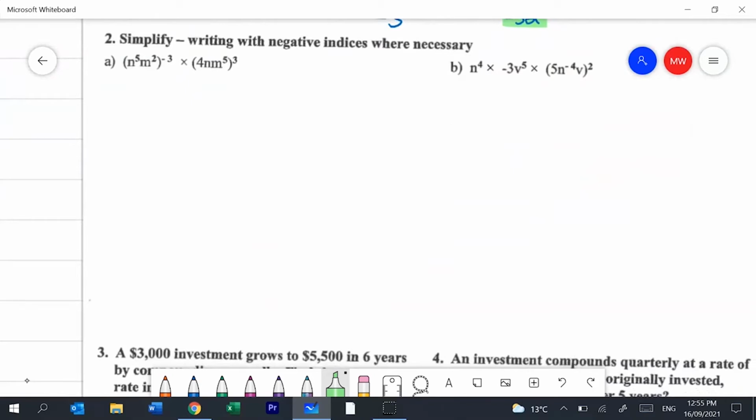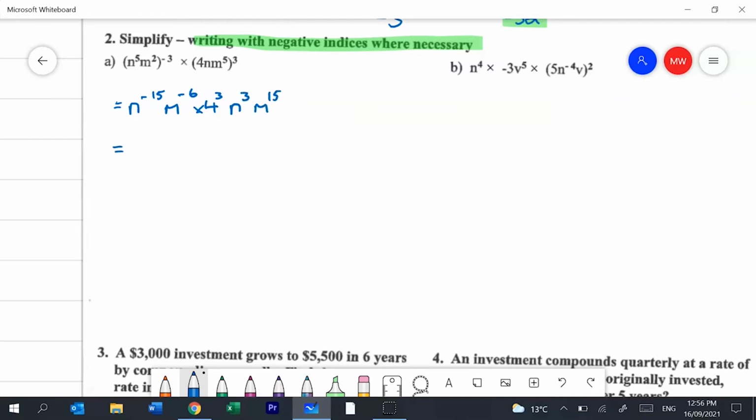Question 2. Let's simplify these. We can keep these ones in negative indices if we like, so that's great. It'll save us a step. Let's expand these brackets. That leaves me with m to the 5 times minus 3, m to the 2 times minus 3, and now I've got 4 to the power of 3, which we'll solve in a minute, n to the 1 times 3, m to the 5 times 3.